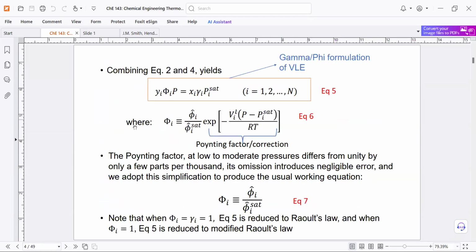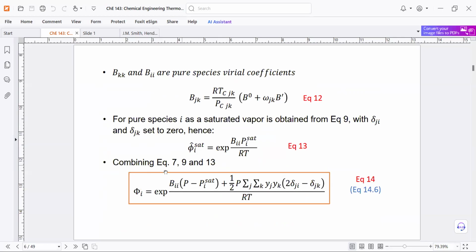Next, we derived the expression for the gamma phi formulation. And here in this equation, we have parameters phi and gamma. Gamma is for the activity coefficient and it's on the liquid side, while phi is on the vapor side. So the next thing that we did is to derive equations to solve for phi.